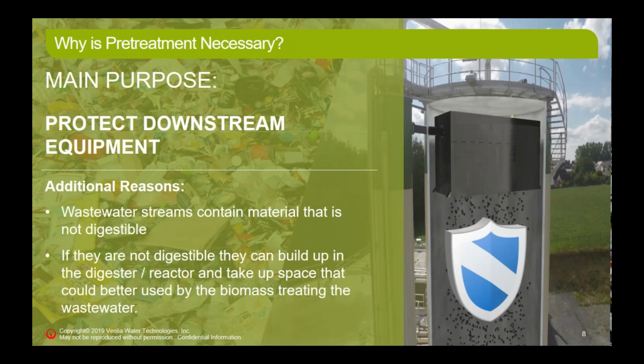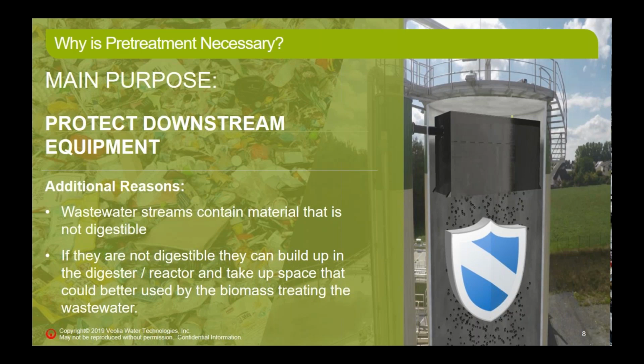One of the main things is you want to protect downstream equipment. So all of the equipment in the wastewater treatment plant. You want to protect the pumps. You want to protect the piping. You want to protect the bacteria that's in the reactor. You want to keep things out of the reactor that aren't digestible, that can build up in the reactor.